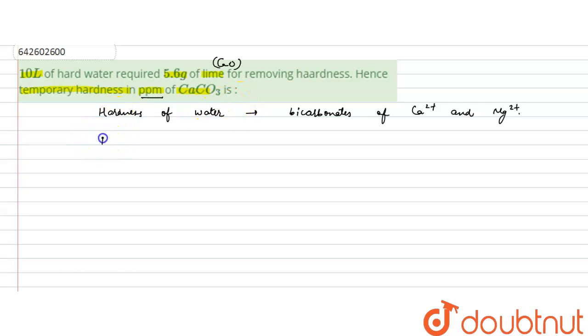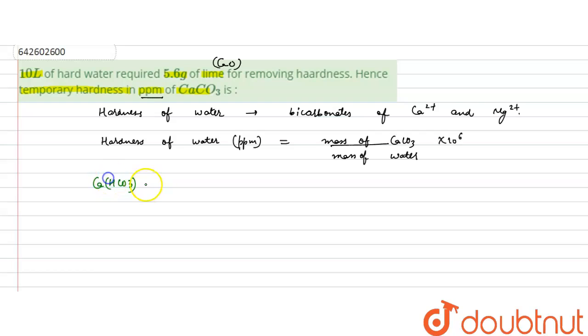So hardness of water in ppm can be calculated as mass of calcium carbonate to the mass of water into 10 raised to power 6. So it will be calculated in ppm. So now what is the reaction then? Calcium bicarbonate plus calcium oxide, it will form calcium carbonate precipitates plus water. If the precipitates form, the hardness is removed.